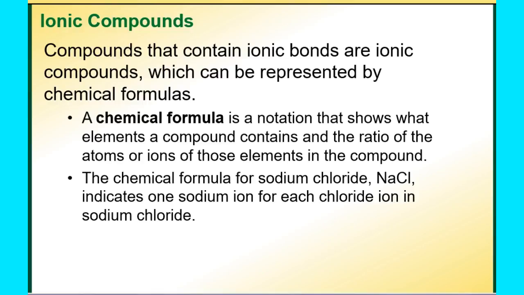Compounds that contain ionic bonds are ionic compounds, which can be represented by chemical formulas. A chemical formula is a notation that shows what elements a compound contains and the ratio of the atoms or ions of those elements in the compound. The chemical formula for sodium chloride, NaCl, indicates one sodium ion for each chloride ion in sodium chloride.